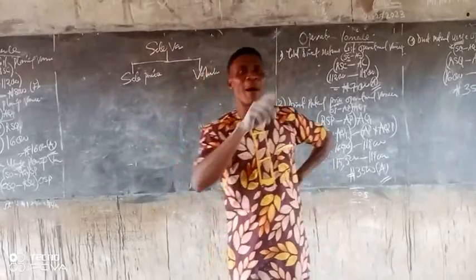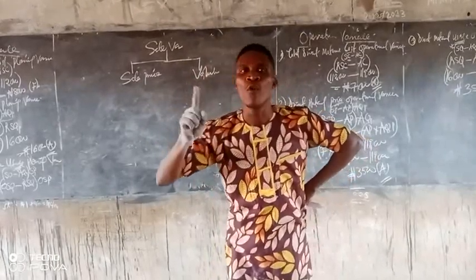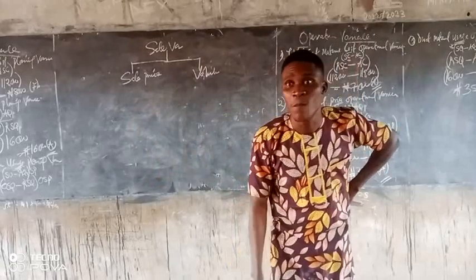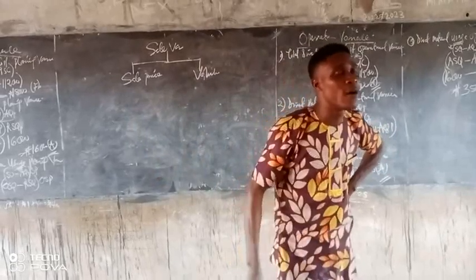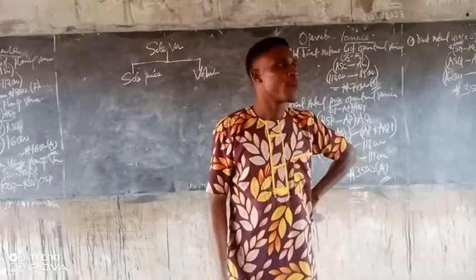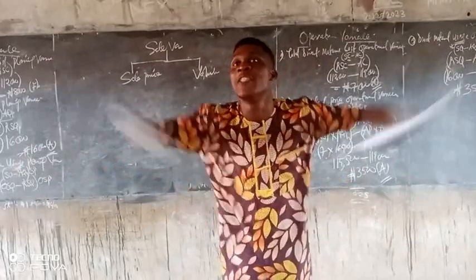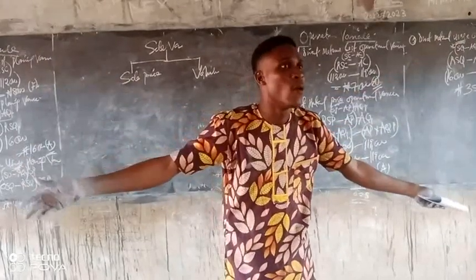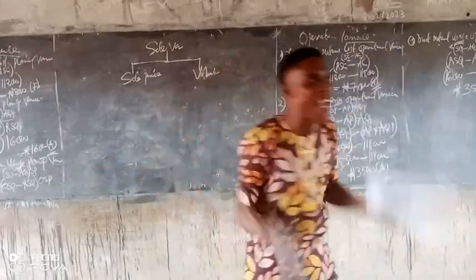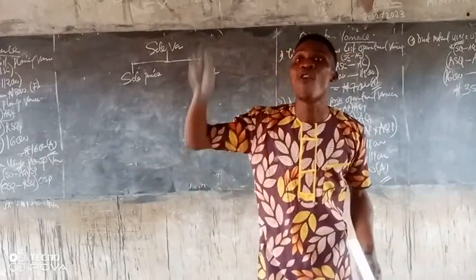Now, above all, every company does not have control over the size of the market. Take, for example, the number of students that come to our center every day. I don't have the power to increase the number of students that write. So I don't have control over the size of the market. But mind you, I have control over my share.